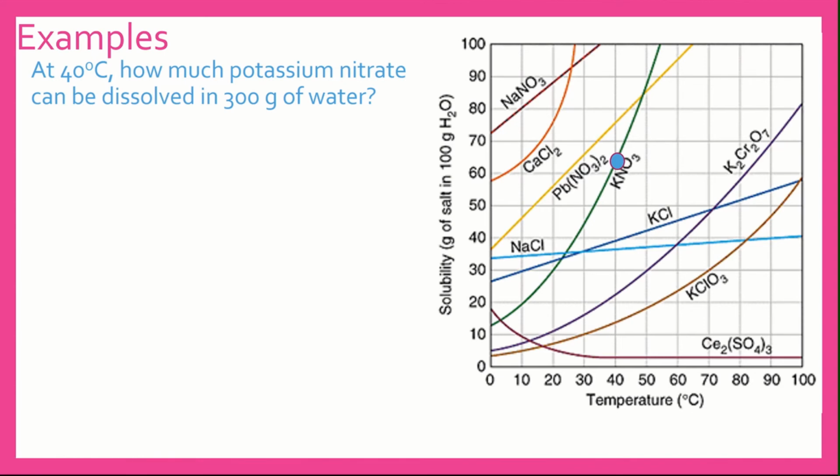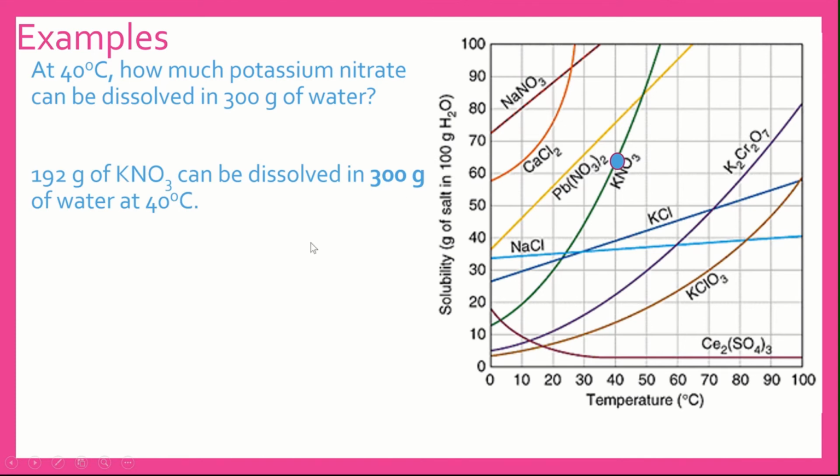Next question, at 40 degrees Celsius, how much potassium nitrate can be dissolved in 300 grams of water? So here's my 40 degrees. I follow that up until I hit my line of potassium nitrate. It's the green line here. Looks like I can dissolve roughly 65 grams. If you said 64 or 63 or 66, I'd be fine with that. But again, notice we have 300 grams of water. So we need to multiply that value by 3. And we get 192 total grams.